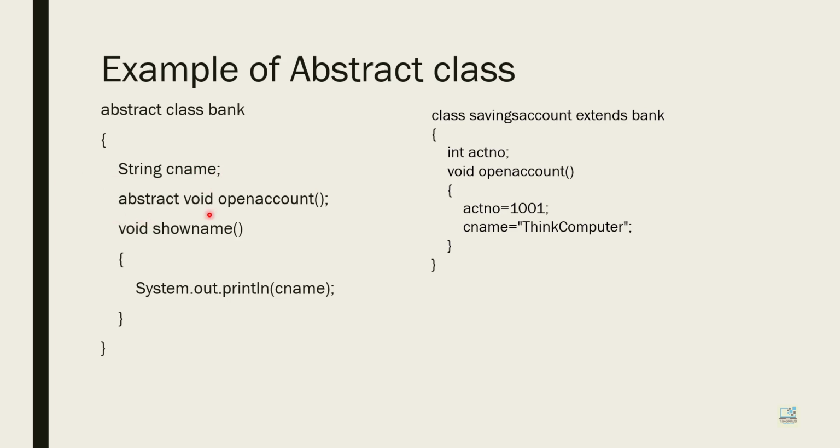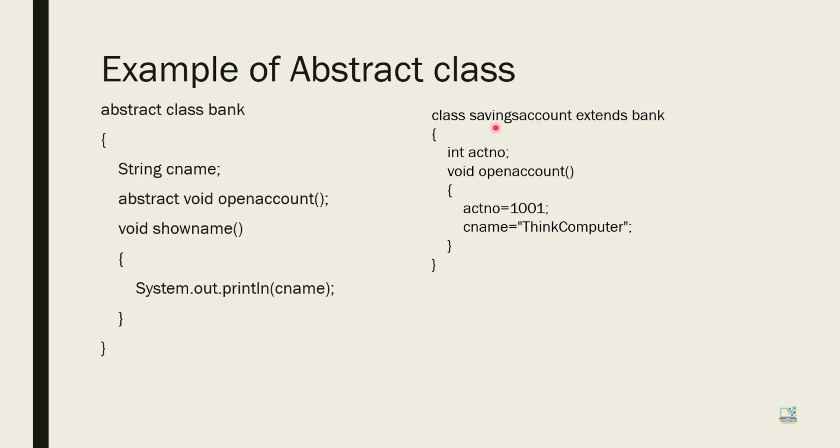I have an abstract method. I also have a normal method. So you can see that in an abstract class we can have a normal method. We can have a normal variable also. But if your class has one or more abstract methods, then your class needs to be declared abstract. Now using this abstract class, we are creating another class, SavingsAccount.